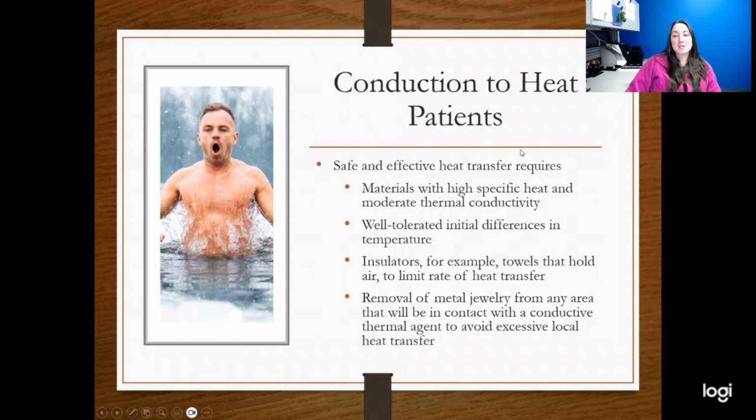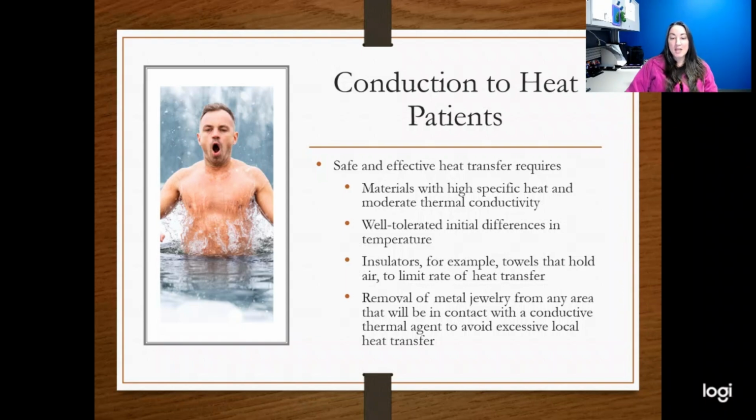So when we use conduction to heat patients, in order for it to be safe and effective heat transfer, it requires materials with a high specific heat, a moderate thermal conductivity, materials that are well tolerated, and the initial difference in temperature. That's why I have this picture here. It's not like a shock to the system where you're just covered in ice and you have to jerk back and it's too much, but something that begins slowly and then transfers so that the patient can tolerate it.